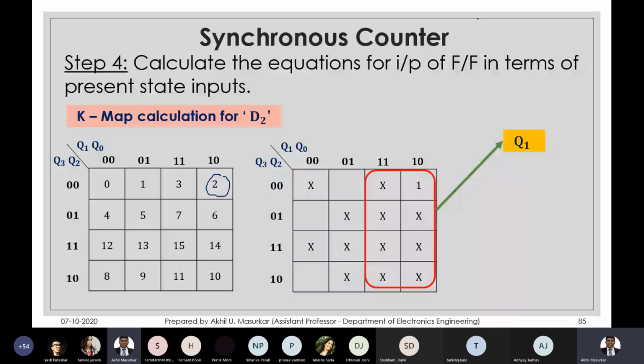Omkar, are you getting the answer? Parth Thakur, Parth, are you there? Yes, sir.